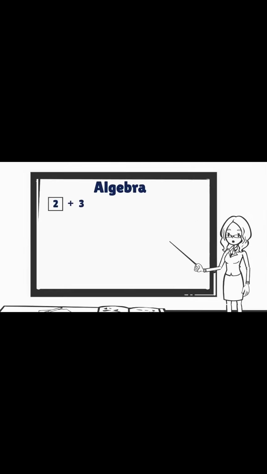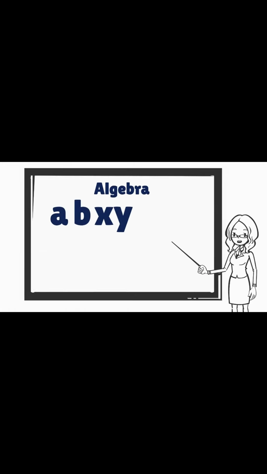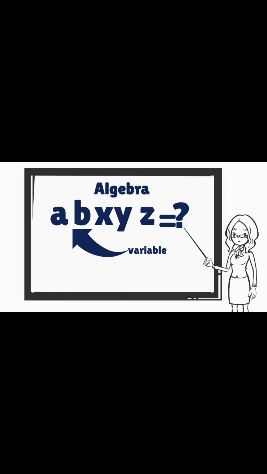Algebra helps in the representation of problems by using alphabetical letters as substitutes in a mathematical equation. Letters such as A, B, X, Y, Z. The alphabetical letter represents variables. This means it is still an unknown number in the mathematical equation. Example: 2x plus 3 equals. This is called an algebraic expression.